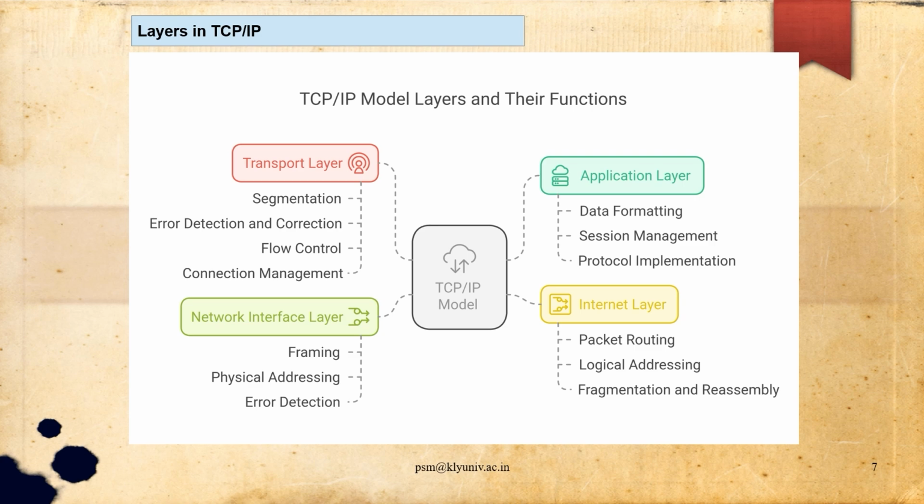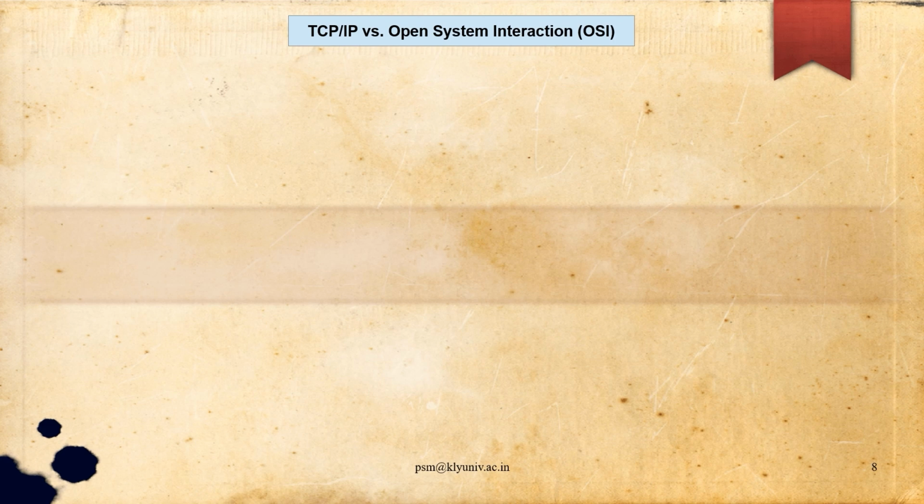So here you can see, as I said, that there are 4 layers. Let us see which layer performs what operation. The application layer performs data formatting, particularly packet management, session management, and protocol implementation. The internet layer is responsible for packet routing and logical addressing, fragmentation, and so on. The network interface layer talks about framing, physical addressing, and if there is any kind of error, it can detect the error. And the transport layer is mainly responsible for segmentation, error detection and correction, flow control of packets, and connection management. So this is in a nutshell what each layer does in TCP/IP.